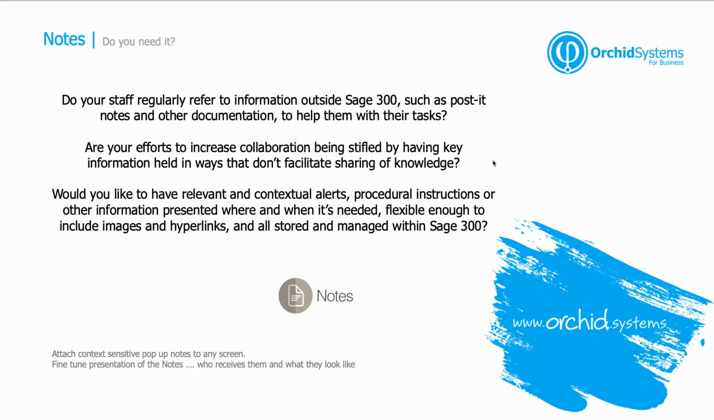Moving on to Notes. Do your staff regularly refer to information outside Sage 300, such as post-it notes and other documentation to help them with their tasks? Are your efforts to increase collaboration being stifled by having key information held in ways that don't facilitate the sharing of knowledge? And would you like to have relevant and contextual alerts, procedural instructions, or other information presented where and when it's needed, flexible enough to include images and hyperlinks, and all stored and managed within Sage 300?